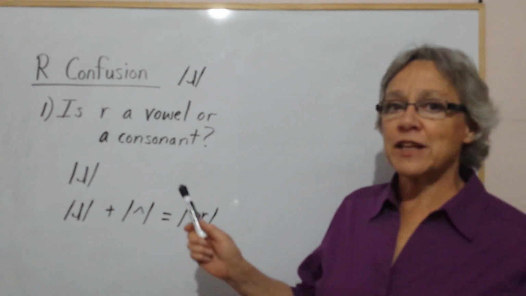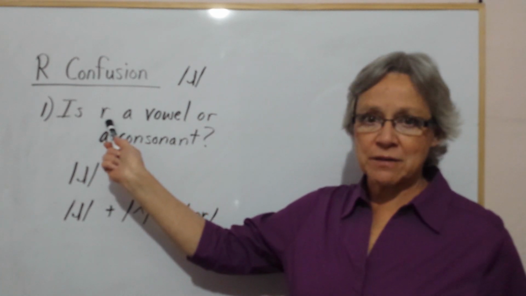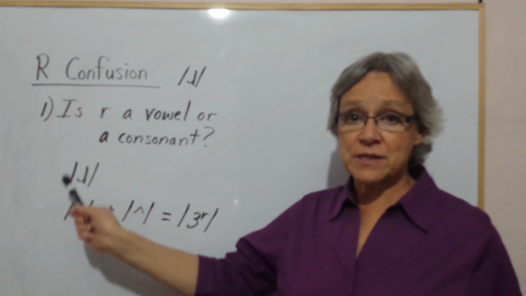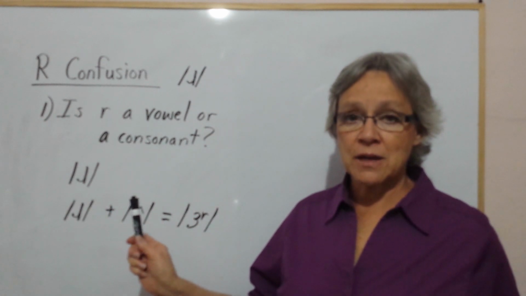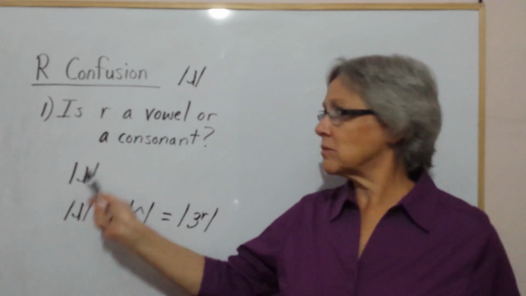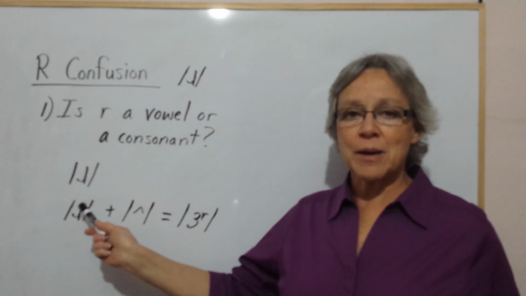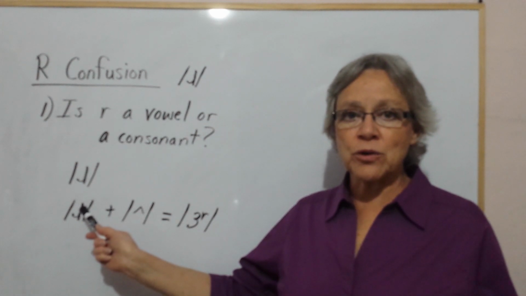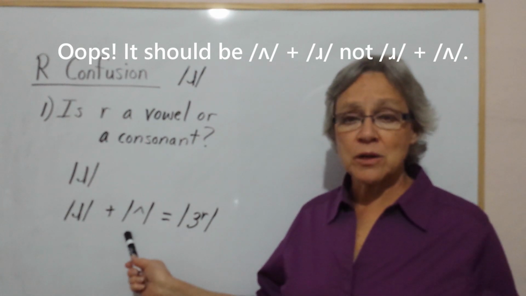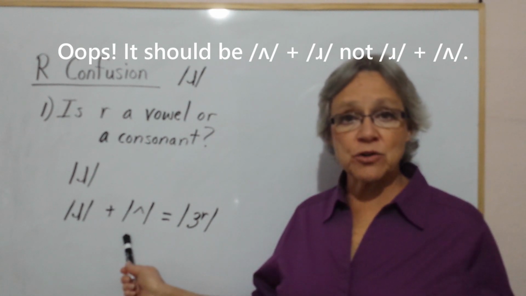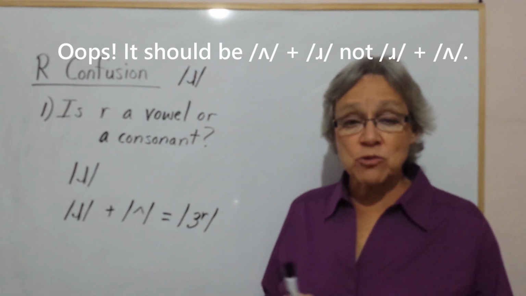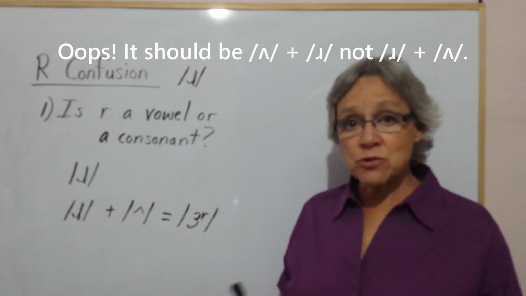So first of all, the letter R is a consonant, okay? The sound R by itself is a consonant. However, very often we have this sound, this letter, together in a word with the vowel sound. When these two sounds occur together, they normally make a new sound. The sound changes, okay? They make a new sound.